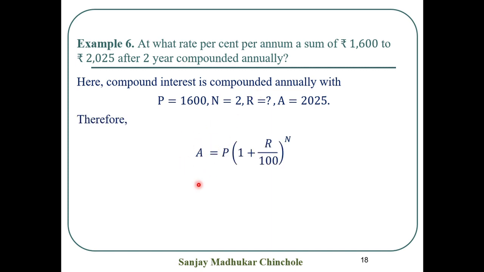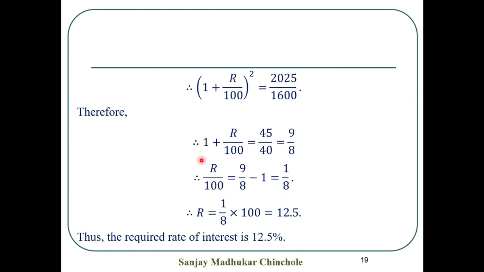The amount by compound interest compounded annually is given by A is equal to P into bracket 1 plus R upon 100 bracket is n. Substitute all the values except the unknown R. We'll get 2025 is equal to 1600 into bracket 1 plus R upon 100 bracket is 2. Divide 2025 by 1600. So we'll get 1 plus R upon 100 bracket square is equal to 2025 divided by 1600. The number 2025 is the square of 45. Number 1600 is the square of 40.